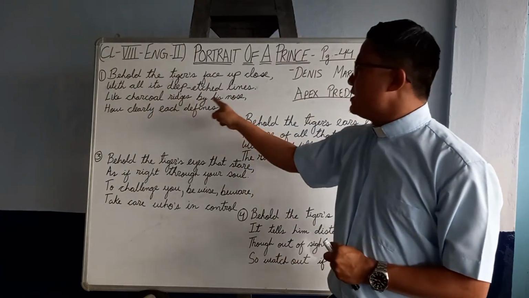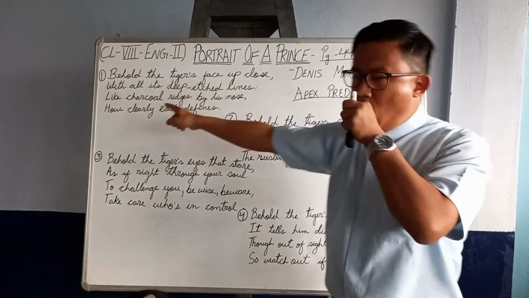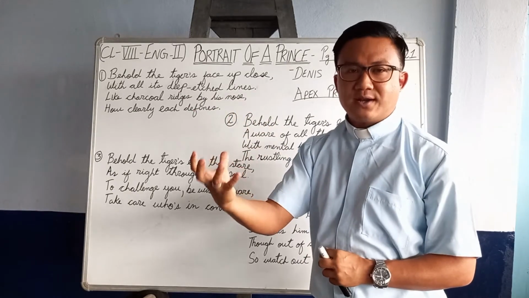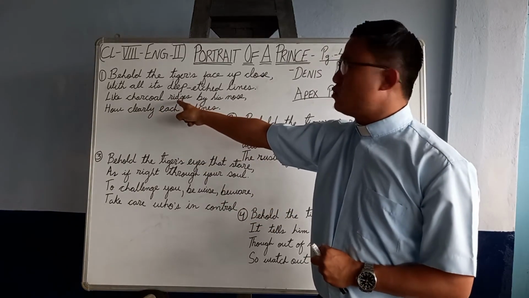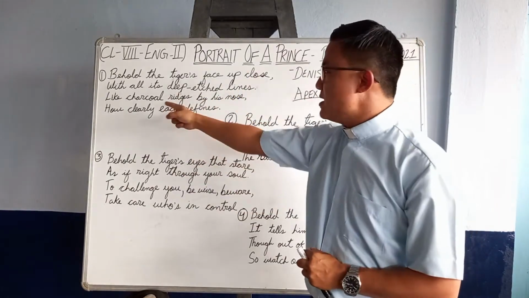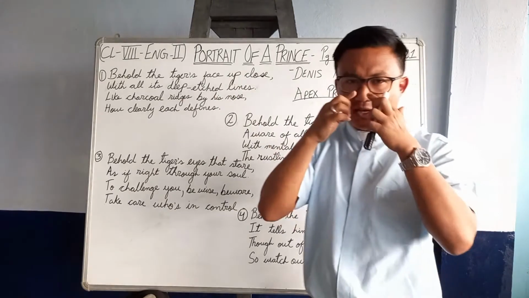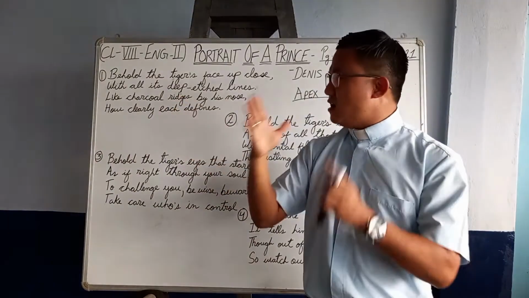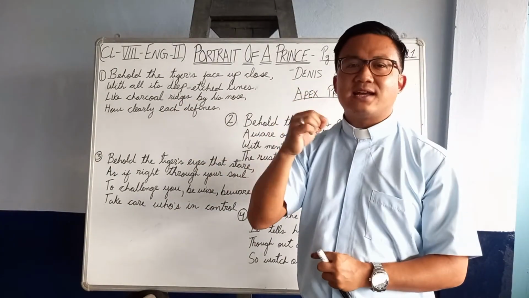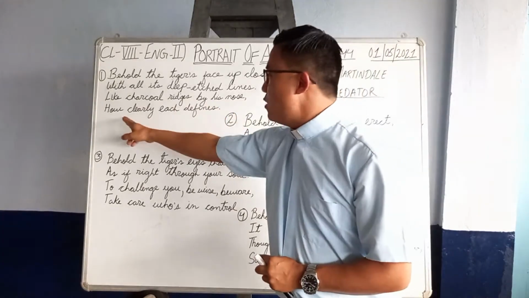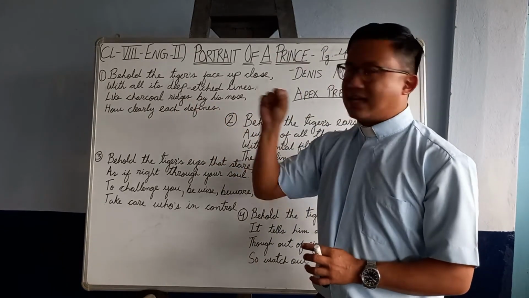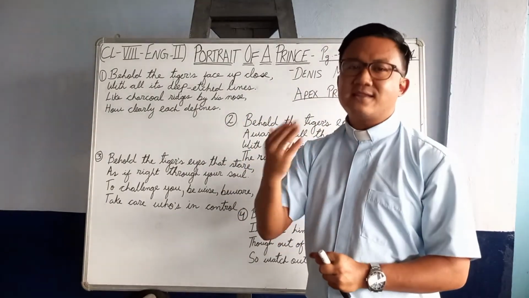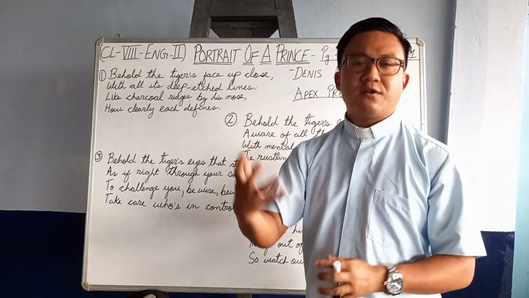Like charcoal ridges by his nose. You know the meaning of charcoal? Charcoal is a black substance that comes after burning of wood. Ridges also means lines, projecting lines. If you watch a tiger closely on television or in a zoo, you will see very nice black ridges near the nose of the tiger. How clearly each defines: each line, each stripe of the tiger defines itself and adds to the beauty of the tiger.